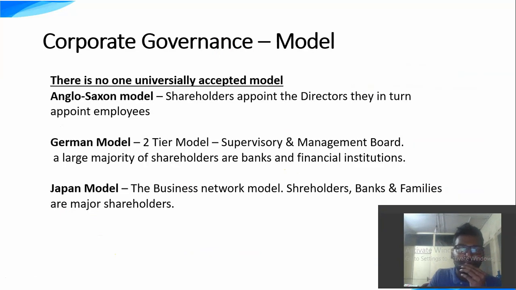And when it comes to the model, how is the management structured, or the board of directors structured inside the company? There are many models. I'll just explain three very commonly used models in the world. One is the Anglo-Saxon model, the second is the German model, and the third is the Japan model. The Anglo-Saxon model is where the shareholders appoint the directors, and they in turn appoint the employees.